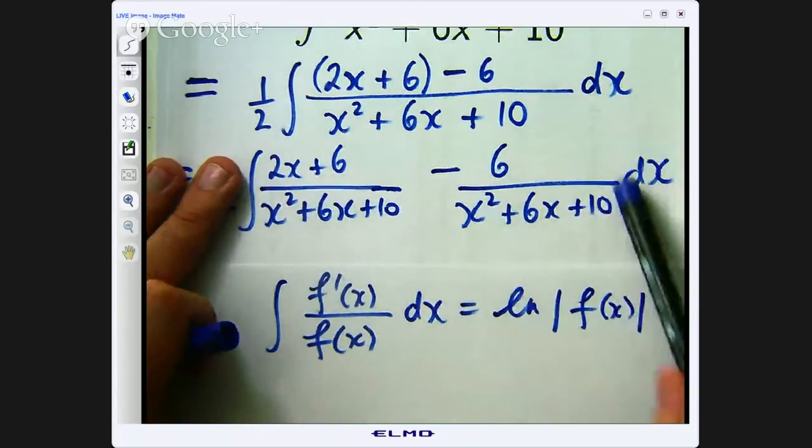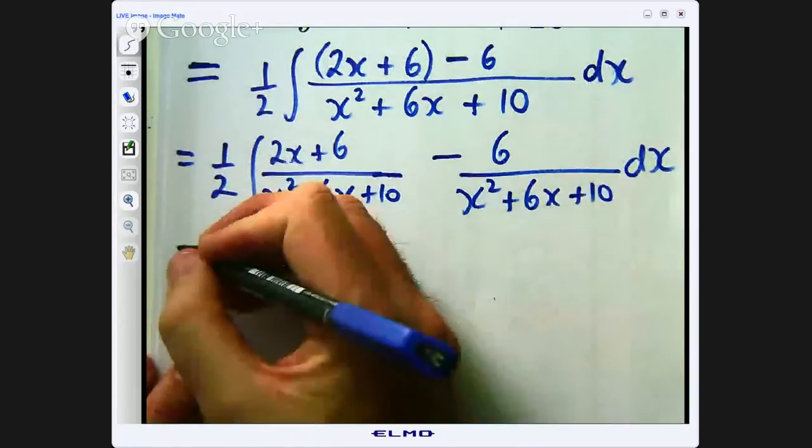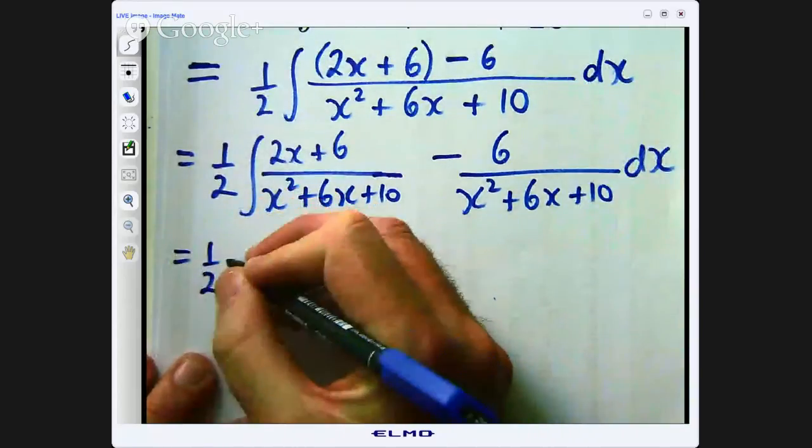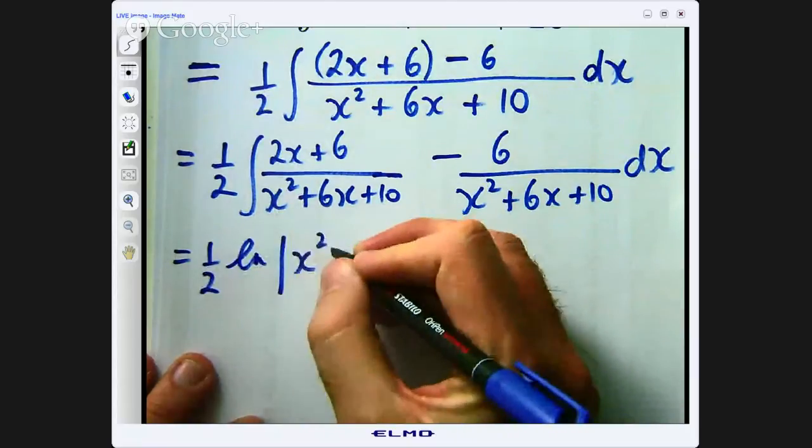All right, over here it's a little bit more tricky. Okay, we'll get to that in a sec. So it's a half of the logarithm of what's down here, the denominator.